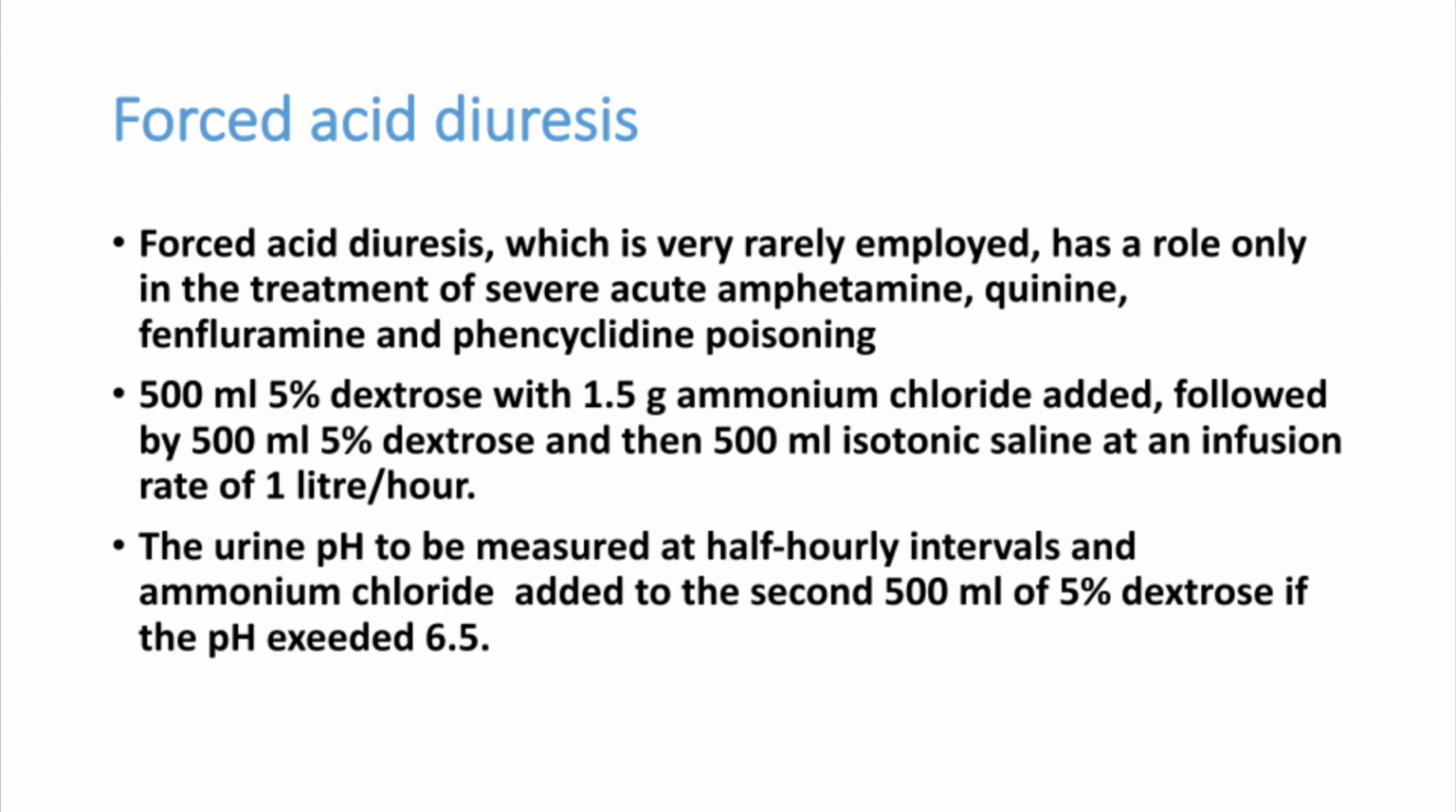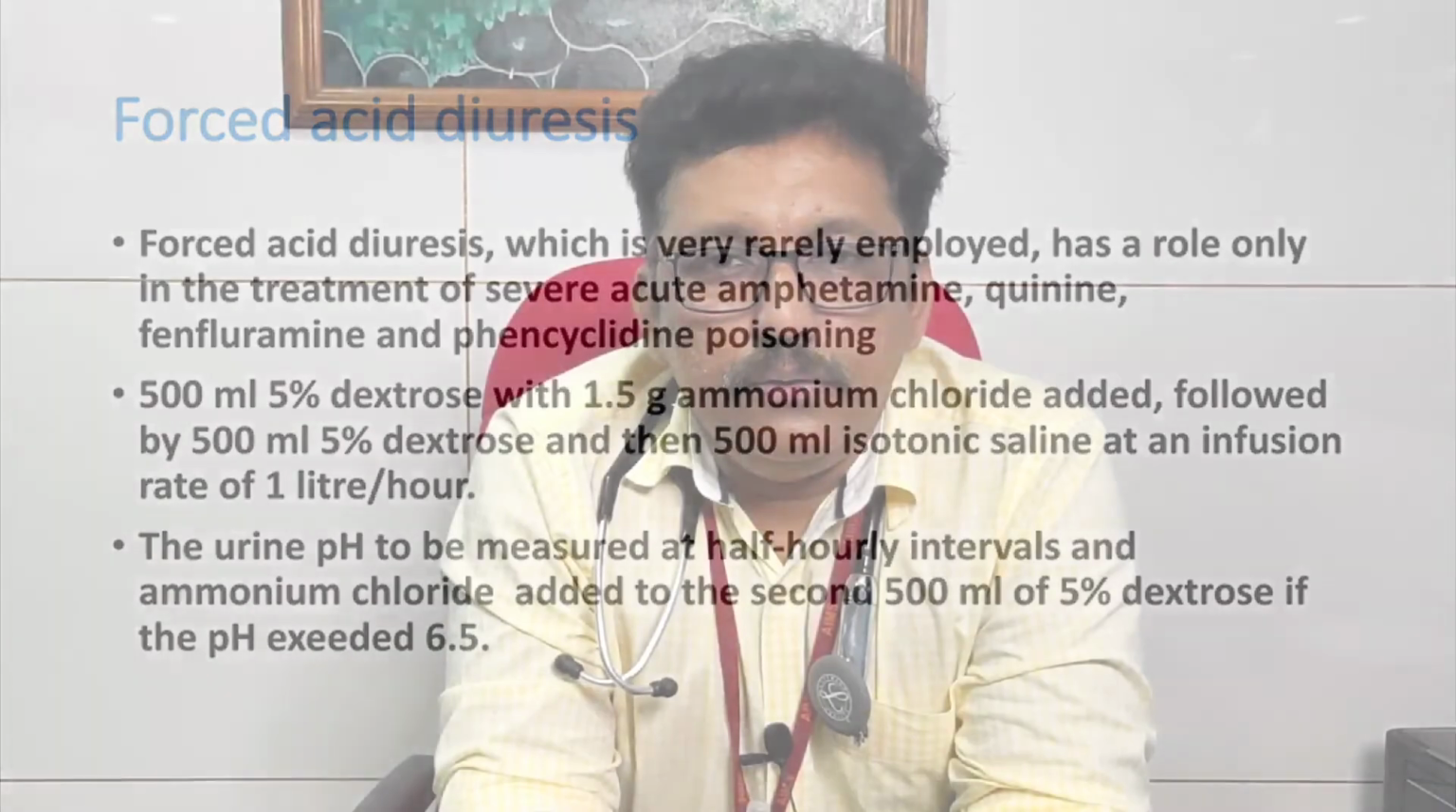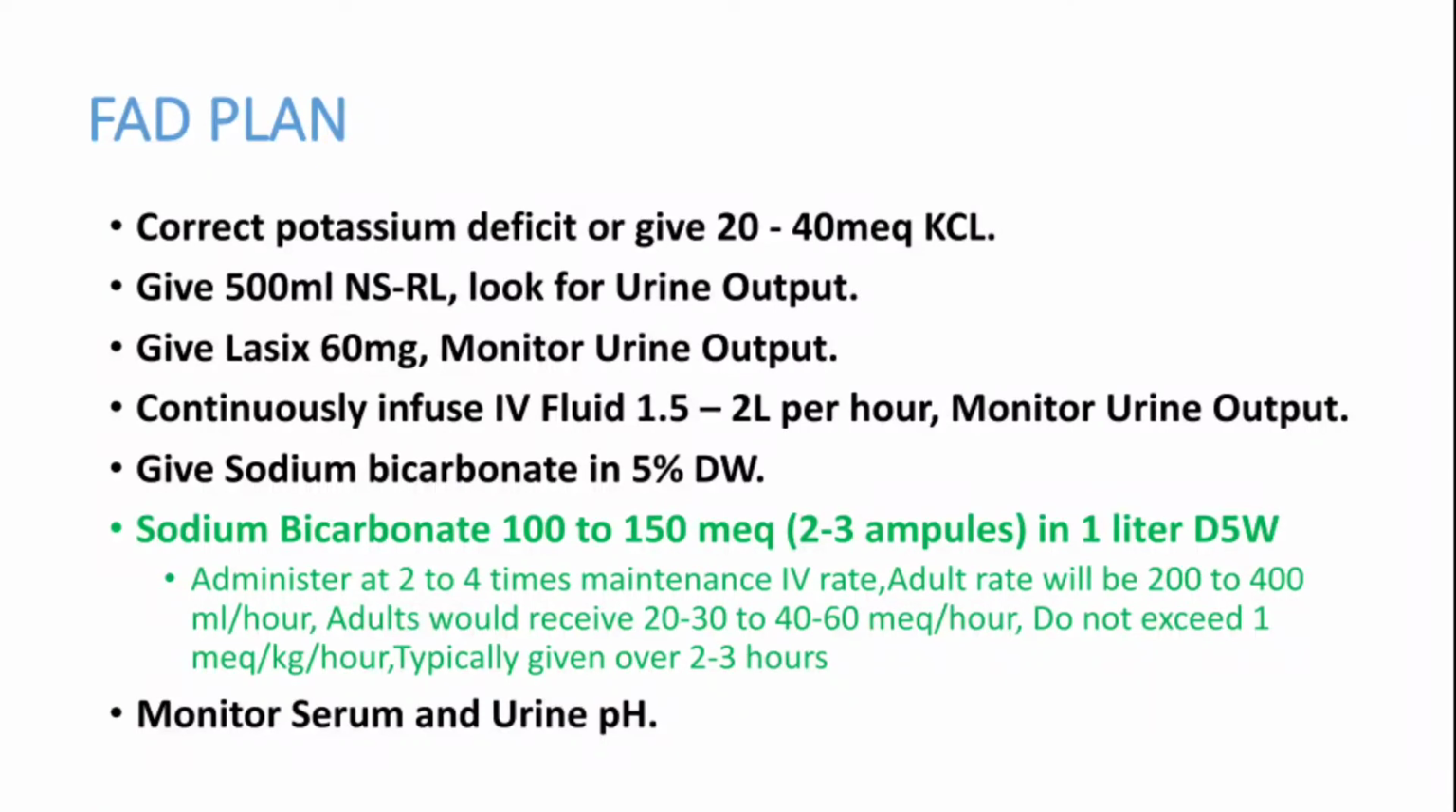So we have explained what forced alkaline diuresis is, where it is indicated, and how to give it. We give 500 ml of normal saline initially, then soda bicarb, then continuous infusion of soda bicarb with 5% dextrose, we give Lasix, and we have to give potassium before this drug is given. All these things involve a higher amount of fluid and a higher amount of salt.